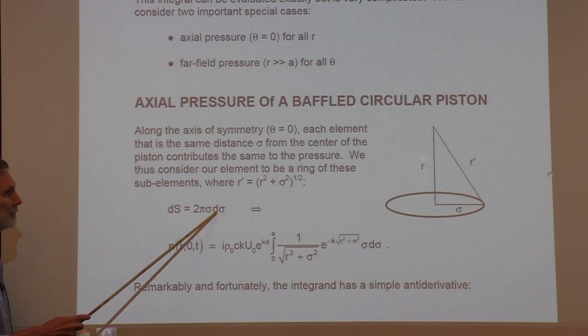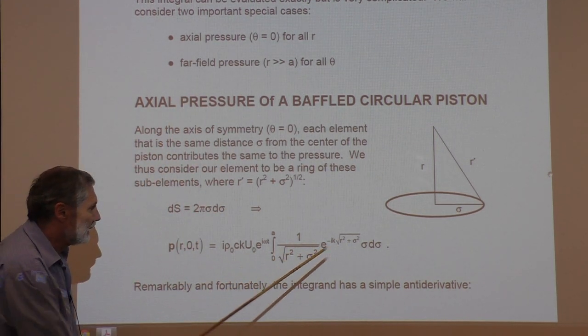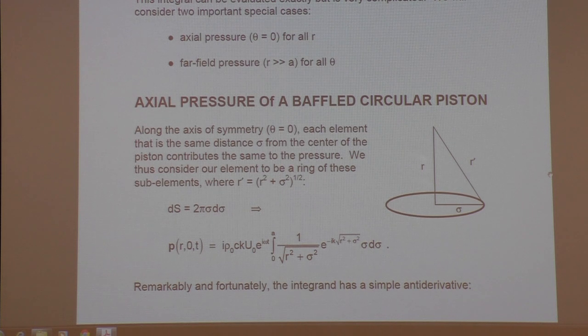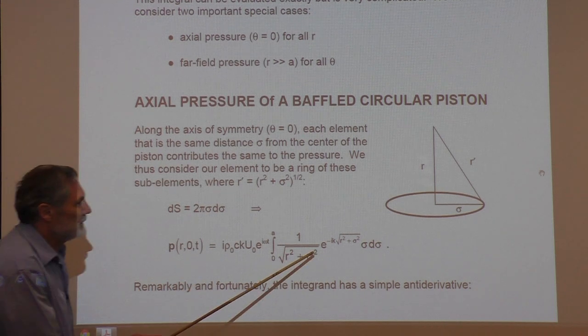ds is the circumference times d sigma. And we simply substitute that into our formula. And now we have to integrate over sigma. We've essentially done one integration here. Now, this looks complicated, but most of you are already seeing that it's not, right? You know how to integrate an exponential.